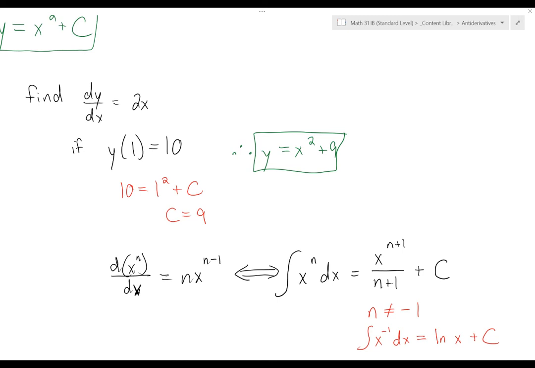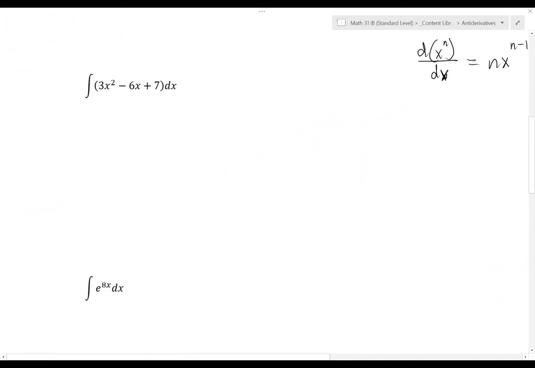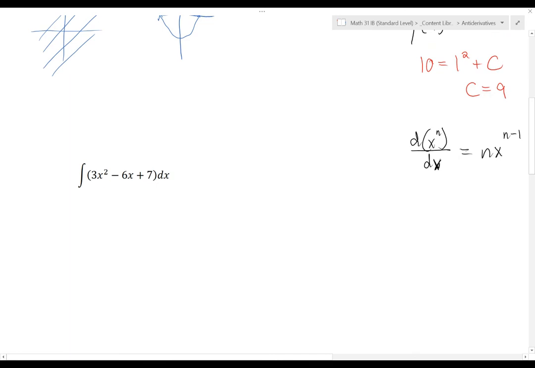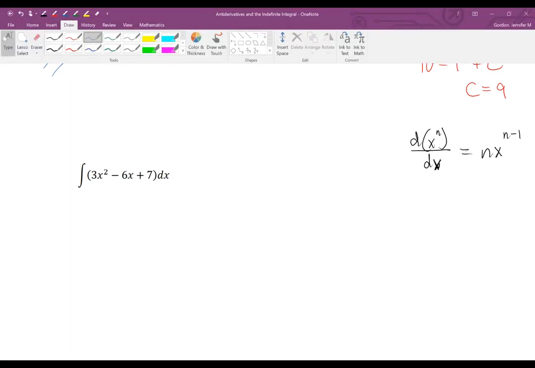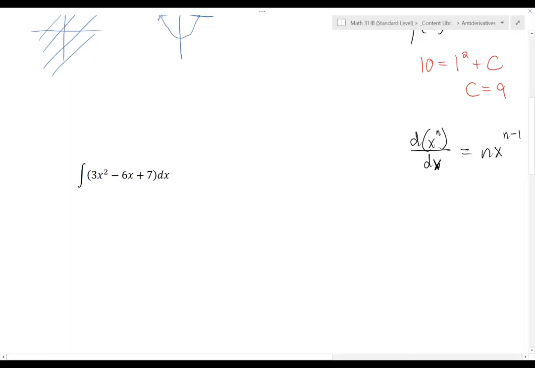The reason that the power rule doesn't work there is because then I would have x to the power of 0 divided by 0, which is clearly not possible. All right, so that power rule allows me to antiderive any polynomials.